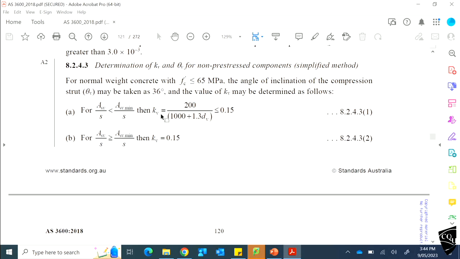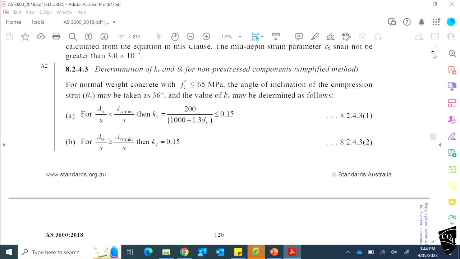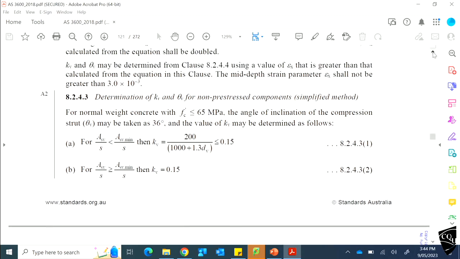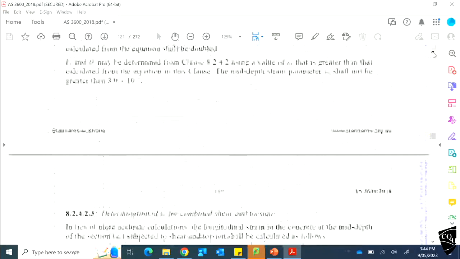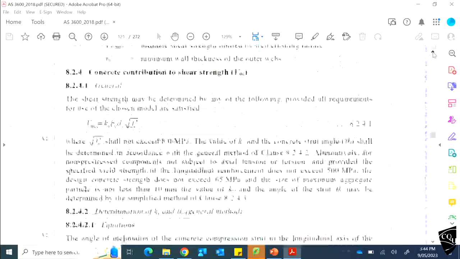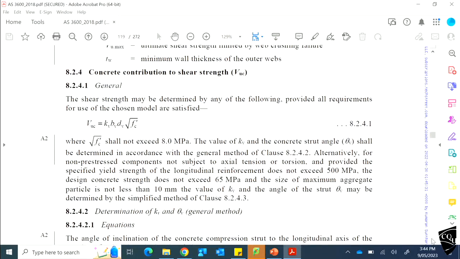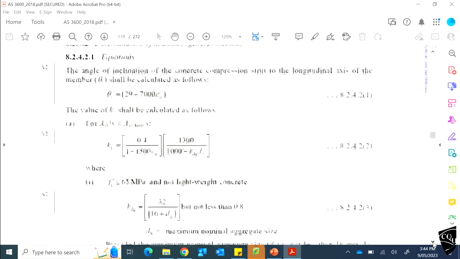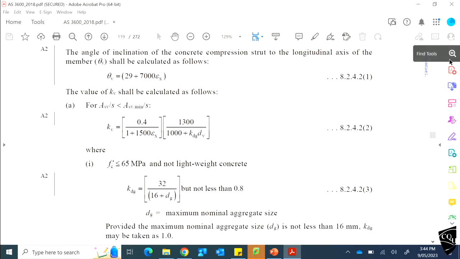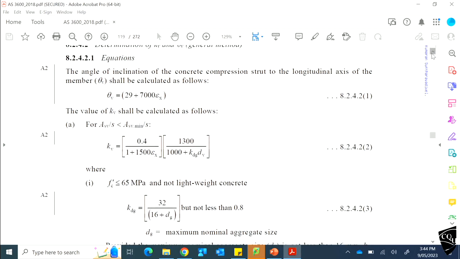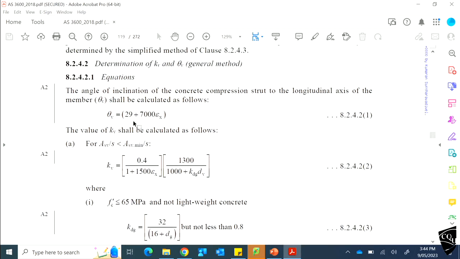But in PC, we need to use the general method, not the simplified method. So it should be this one. So theta V is this one. The kV is given by this equation, this or that. So you need to use this clause to find out theta V and kV. We will work it out in the tutorial.